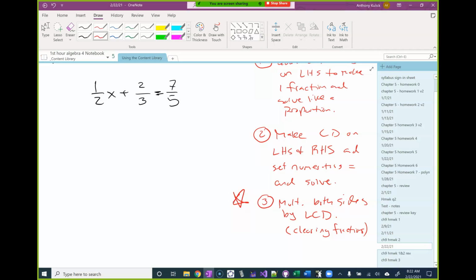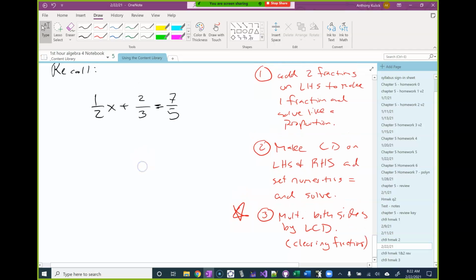Okay, so let's see what clearing fractions looks like. So in our case, our least common denominator here would just be 2 times 3 times 5, right? Should be easy to look at that one and tell that. Everybody agree with that? 2 times 3 times 5 is our least common denominator. Since the denominators are all primes, it's easy to see that.